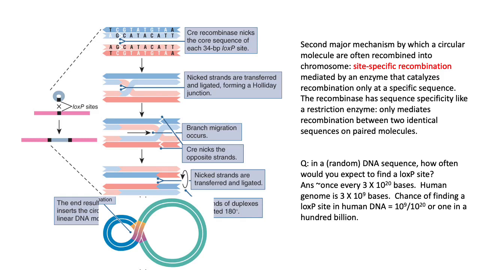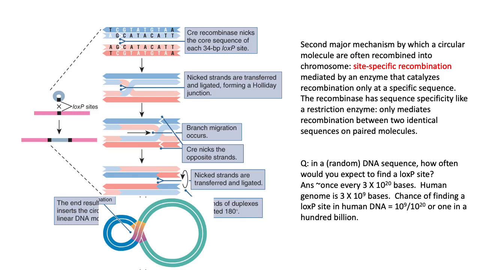And just to point one thing out, the LOXP site is 34 bases long. What are the odds of getting that specific 34 base sequence? Well, it's not just any 34 base sequence, it is a specific 34 base sequence. Well, that's 4 to the 34th power, which is about 3 times 10 to the 20th. So this 34 base sequence would only occur once every 3 times 10 to the 20th at random.